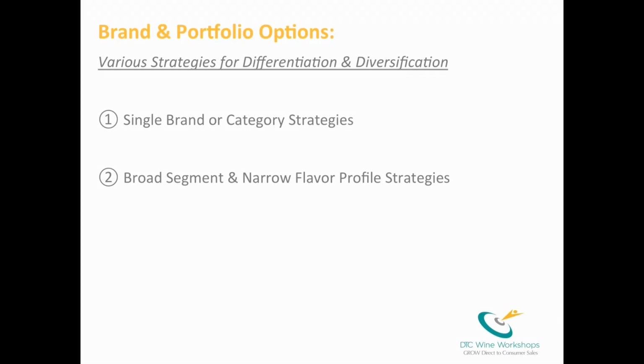We don't have time to really go into the details of the additional brands that were in this particular strategy, but suffice it to say that there were similar styles of wine packaged differently for other targeted audiences.